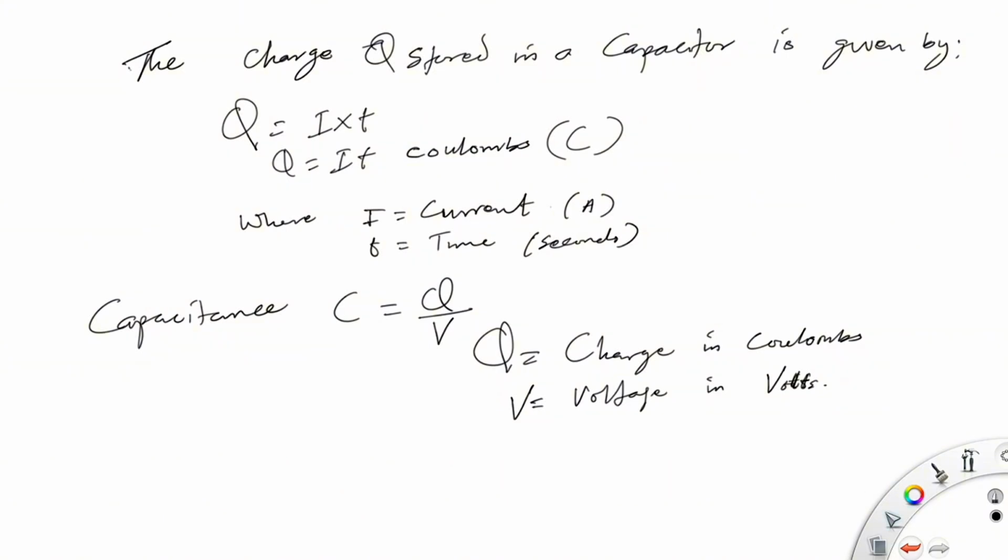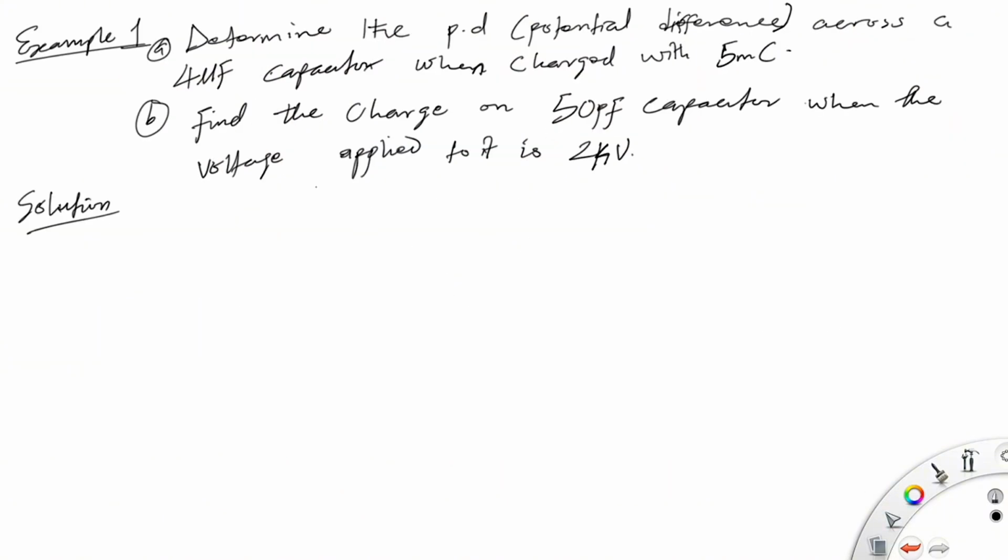Let's take an example. So this is the question we have before us. It says A, determine the potential difference PD across a 4 microfarad capacitor when charged with 5 millicoulombs. B says find the charge on a 50 picofarad capacitor when the voltage applied is 2 kilovolts. So let's now say solution. Let's say A.